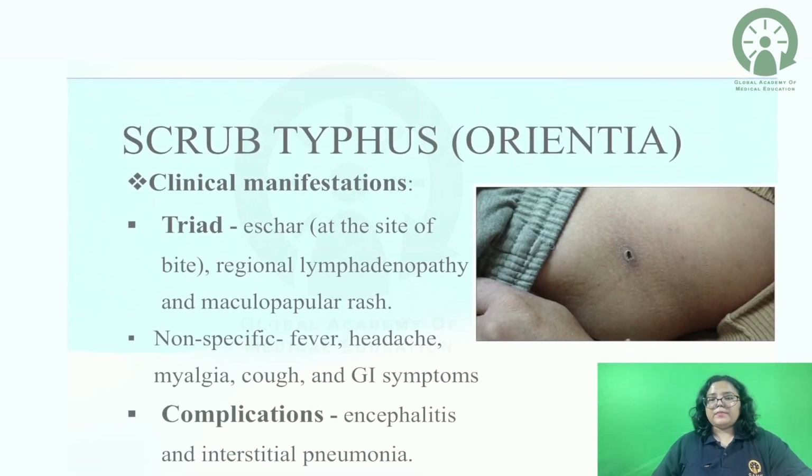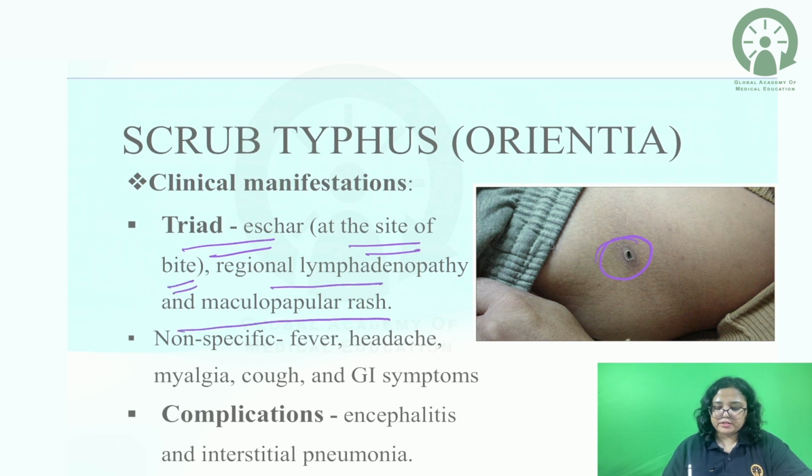So what is the clinical manifestation of scrub typhus? It is a triad. Here we again see an eschar. It is a triad of an eschar at the site of entry of the mite, the larval form, regional lymphadenopathy, and maculopapular rash. This is the triad of features we have in scrub typhus. Non-specifically, there may be fever, headache, myalgia, cough and GI symptoms. Complications may be encephalitis and interstitial pneumonia.